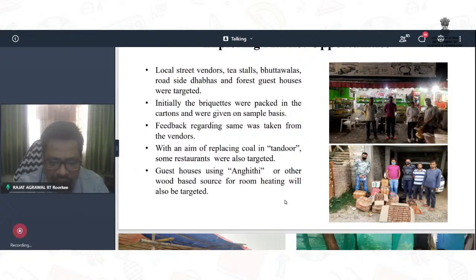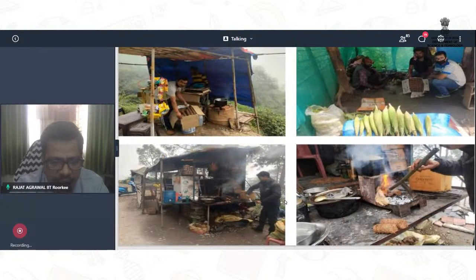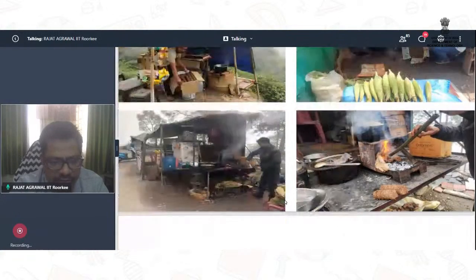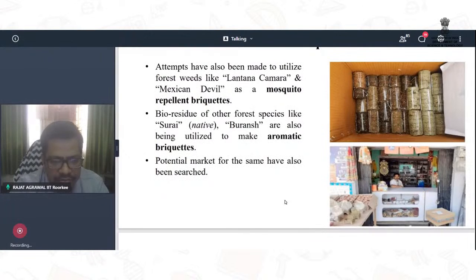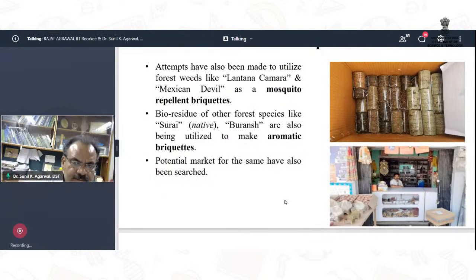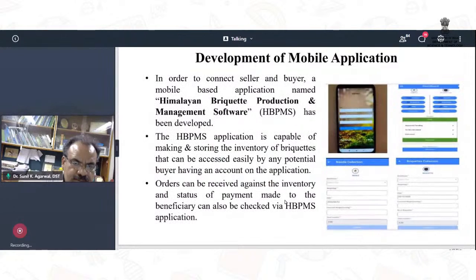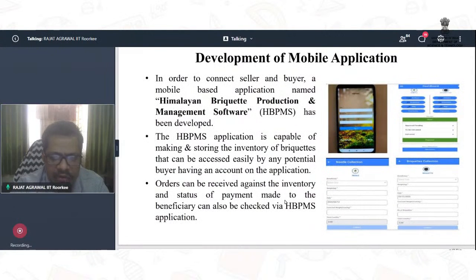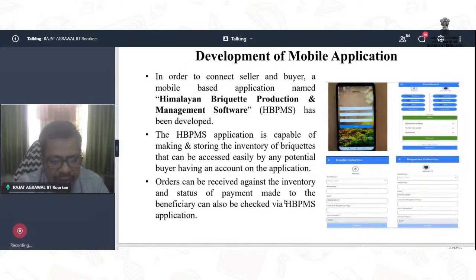We have also developed a mobile application for marketing of these products.